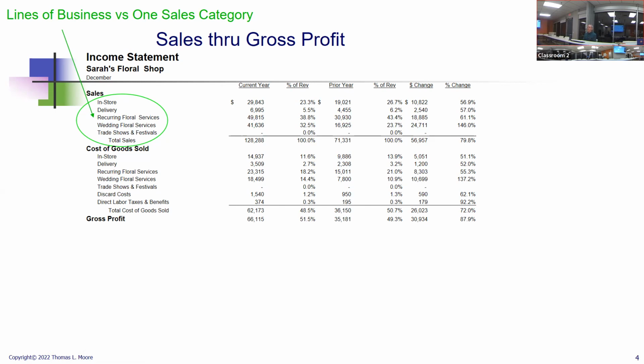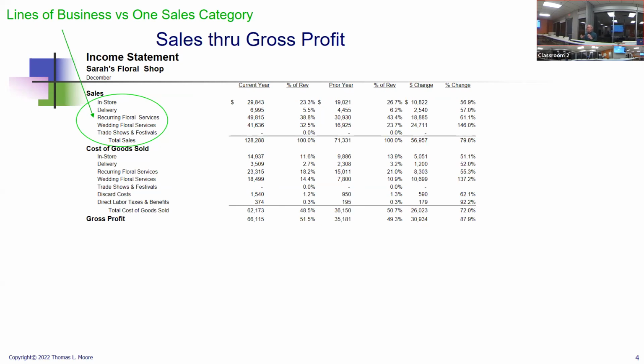I'll drop in there and address your questions periodically throughout the workshop. The next thing we're going to look at is cost of goods sold. So you can see cost of goods sold is kind of organized the same way sales is. You've got in-store, delivery, reoccurring, wedding, trade show, and then you've got a couple of other categories down at the bottom there. Discard costs. So discard costs would probably be something like waste. So this is a flower shop business, flowers get old, you have to get rid of them. So those costs are included here. And then you've also got some direct labor taxes and benefits that are listed here.